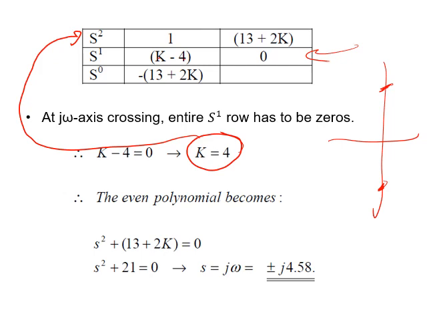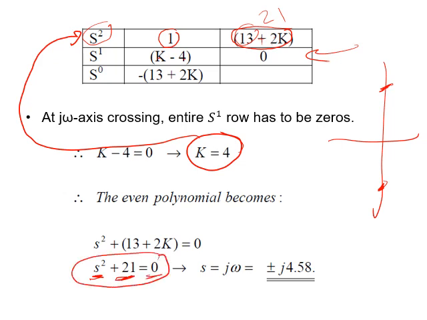So here we are going to get s squared plus 13 plus 2 into K. That means 2 into 4, which means 8. That means here it's going to be 13 plus 8, which is equal to 21. Now I can write the equation or the polynomial: s squared plus 21 equal to 0.